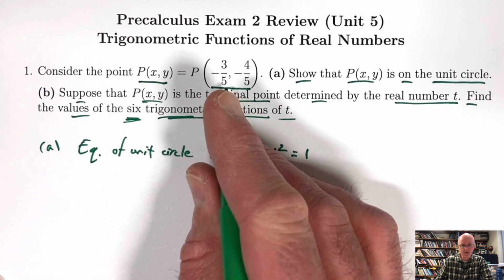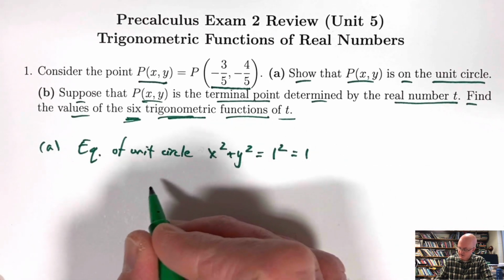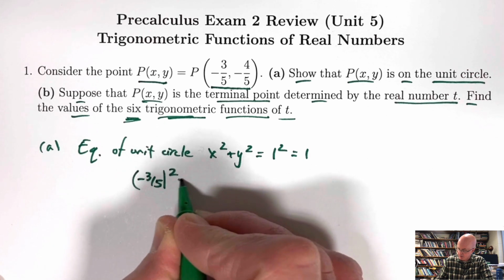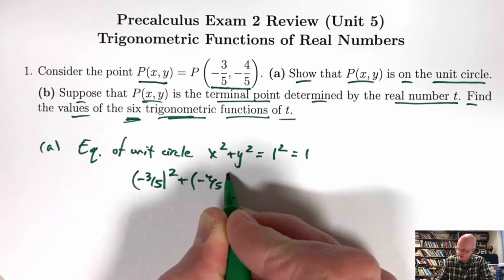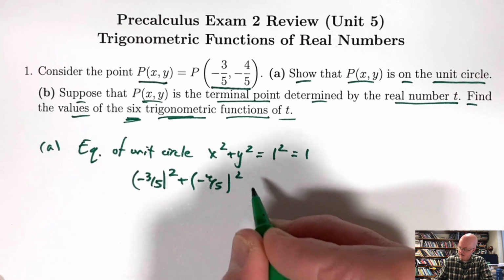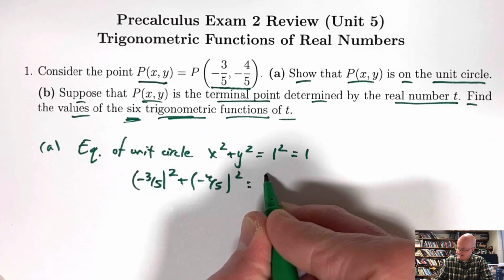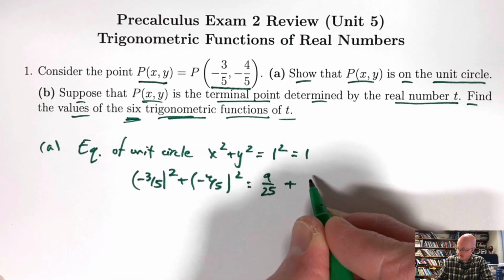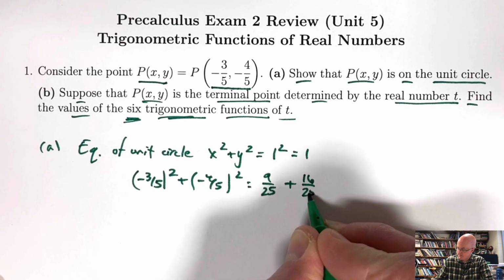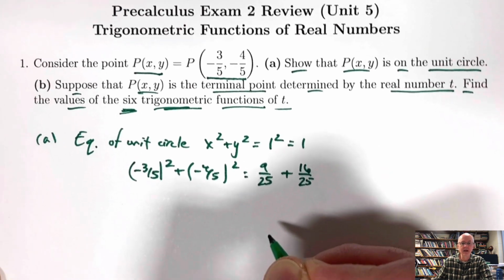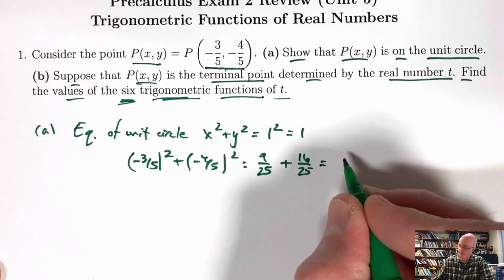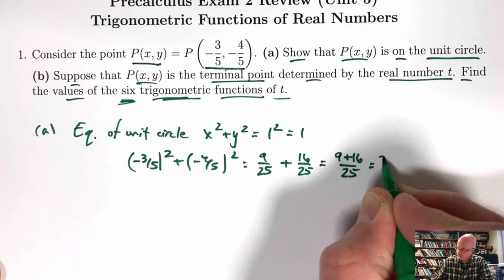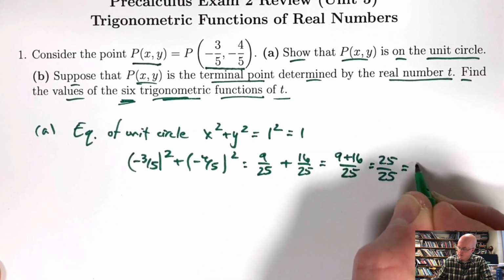We need to show that the coordinates x and y satisfy this equation. That's just a matter of substitution. Replace x with -3/5, replace y with -4/5, and simplify. Do we get 1? -3/5 squared is positive 9/25, and -4/5 squared is positive 16/25. These fractions have a common denominator of 25. We can add them by adding the numerators. 9 plus 16 over 25 is 25 over 25, which is 1.